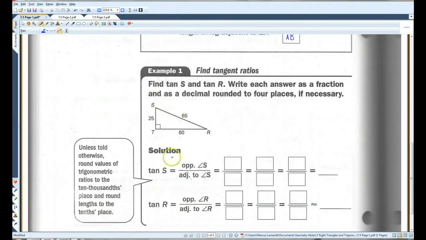Alright, so for example, let's say we're trying to find tangent of S. Tangent of S is the opposite over the adjacent. The opposite side is 60, the adjacent side is 25. Actually, I think they probably wanted us to do this first. The opposite side is RT. The adjacent side is ST. RT is 60. ST is 25. If I divide both of these by 5, I get 12 over 5. That's about 2.4.